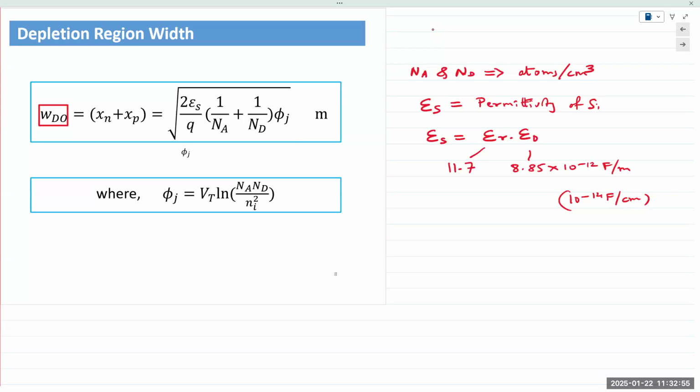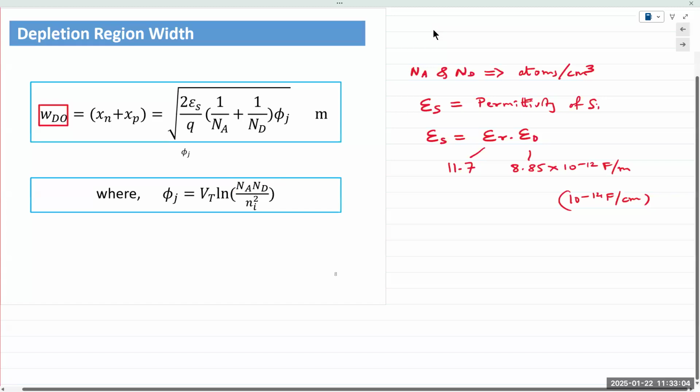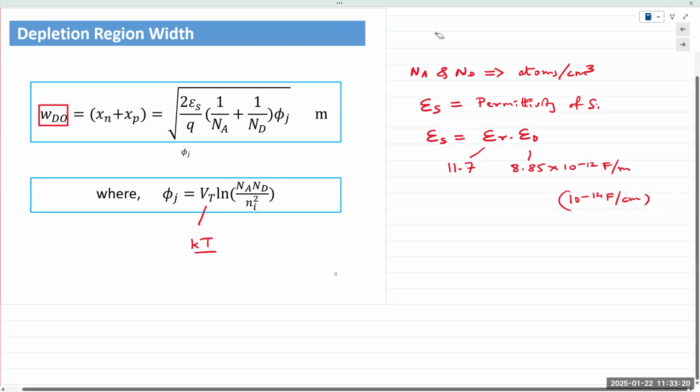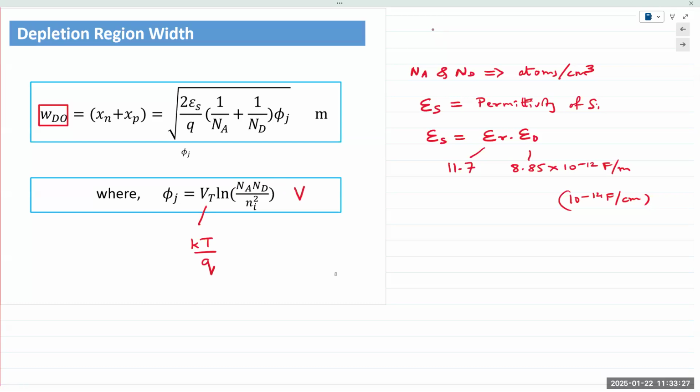And again, phi j also depends on the concentrations Na and Nd. And of course, it depends on the intrinsic carriers, hence Ni squared. That's why it's different for every different material. And Vt is the thermal voltage. Einstein's relationship is given by kT over q, and units for this should be volts.